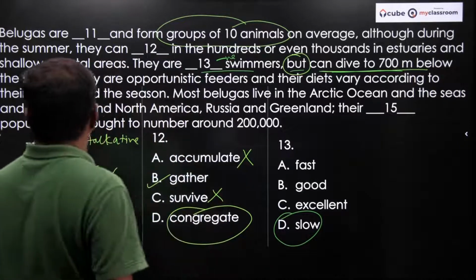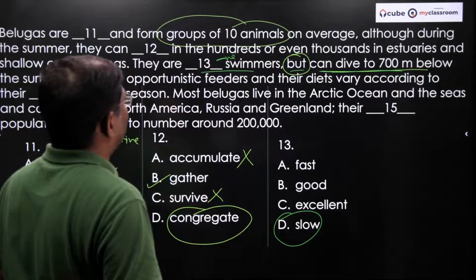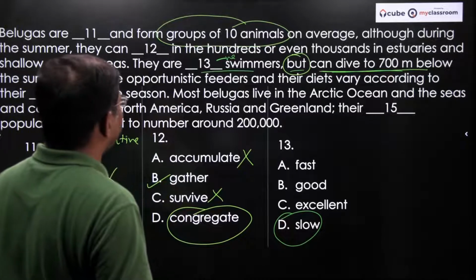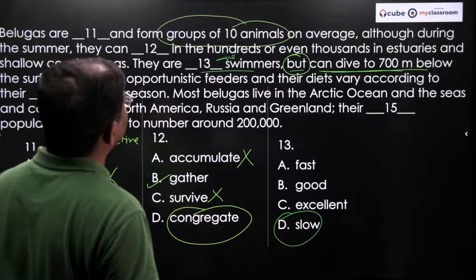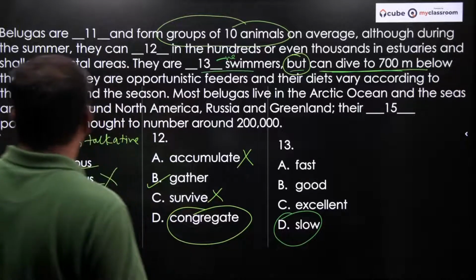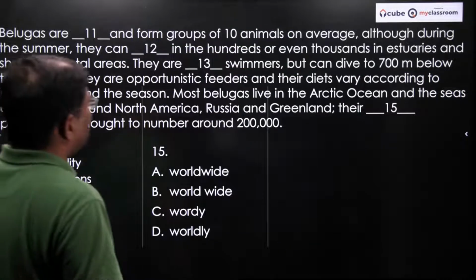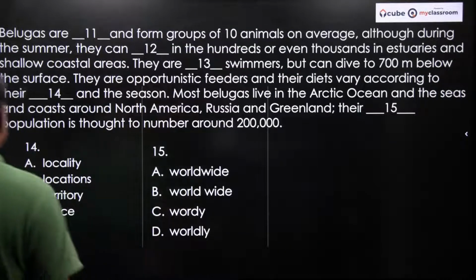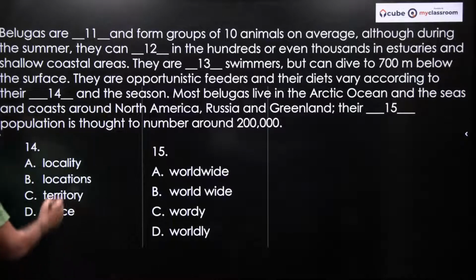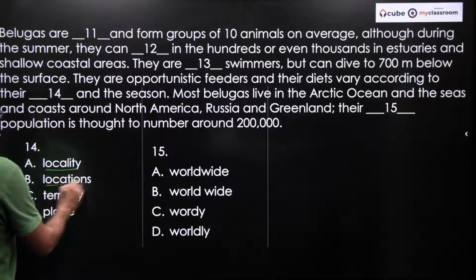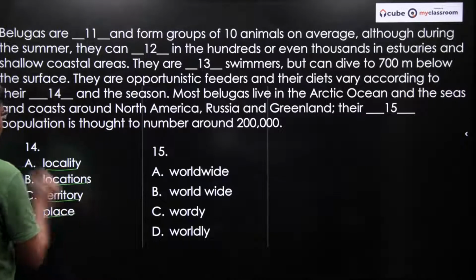Right? So let's go ahead. They can dive 700 meters below the surface. They are opportunistic feeders and their diets vary according to their dash. So they are opportunistic feeders and their diets vary according to what? Locality, locations, territory or place.